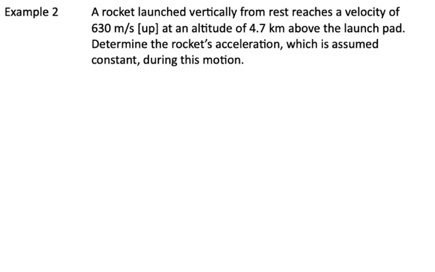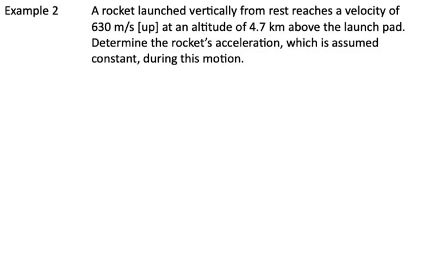So in this example, we have a rocket that's launched vertically, reaches a velocity of 630 meters per second up. Now that is not our VI. That's not the initial velocity when the rocket leaves the ground. It's its velocity once it gets up in the air. So this is our VF.